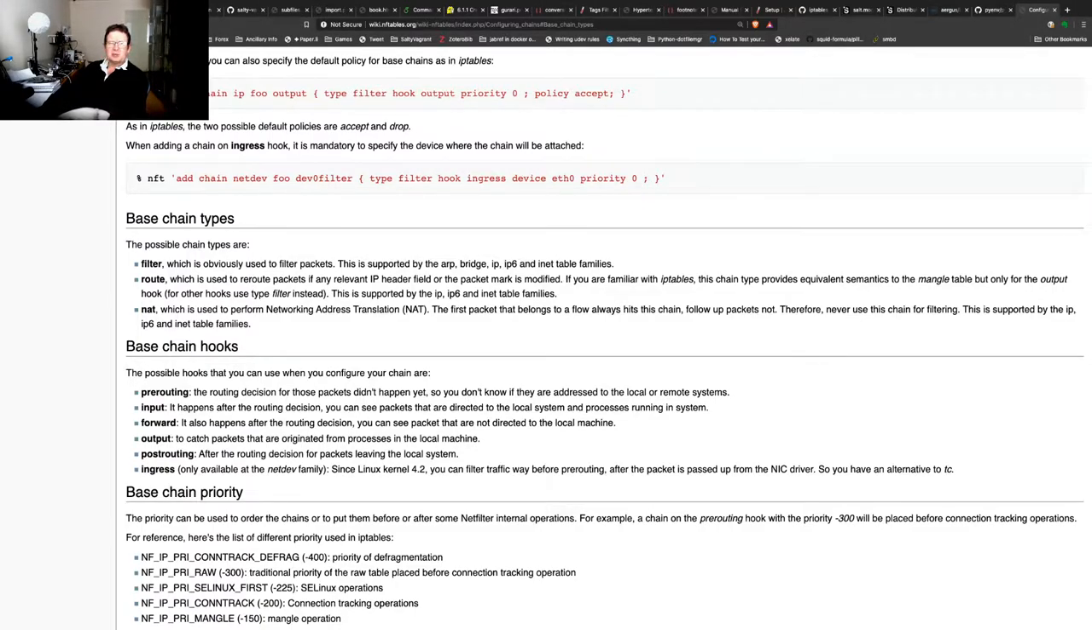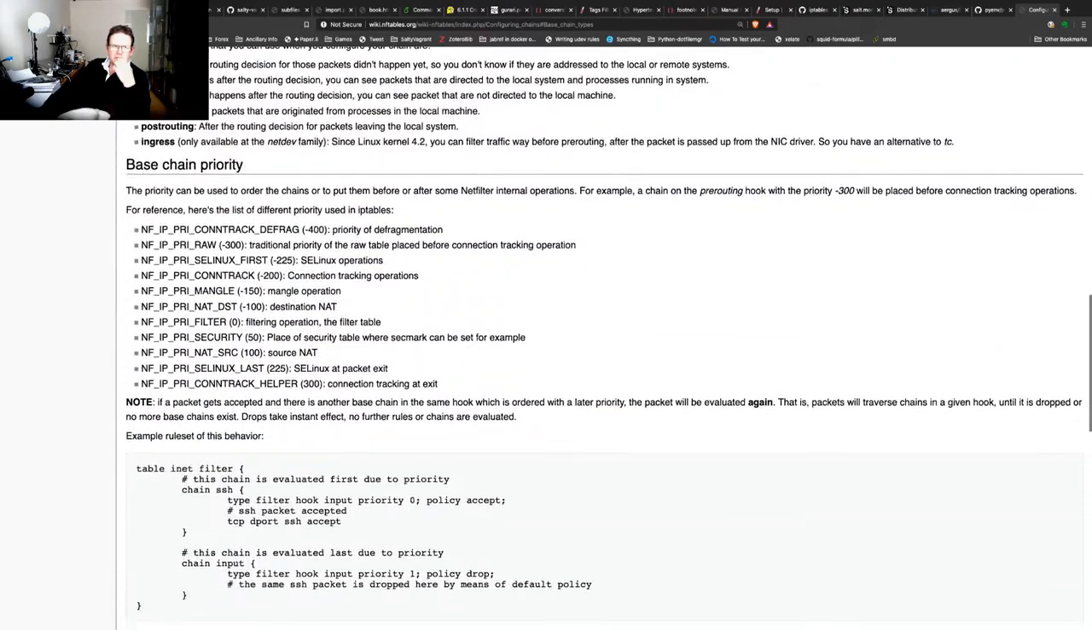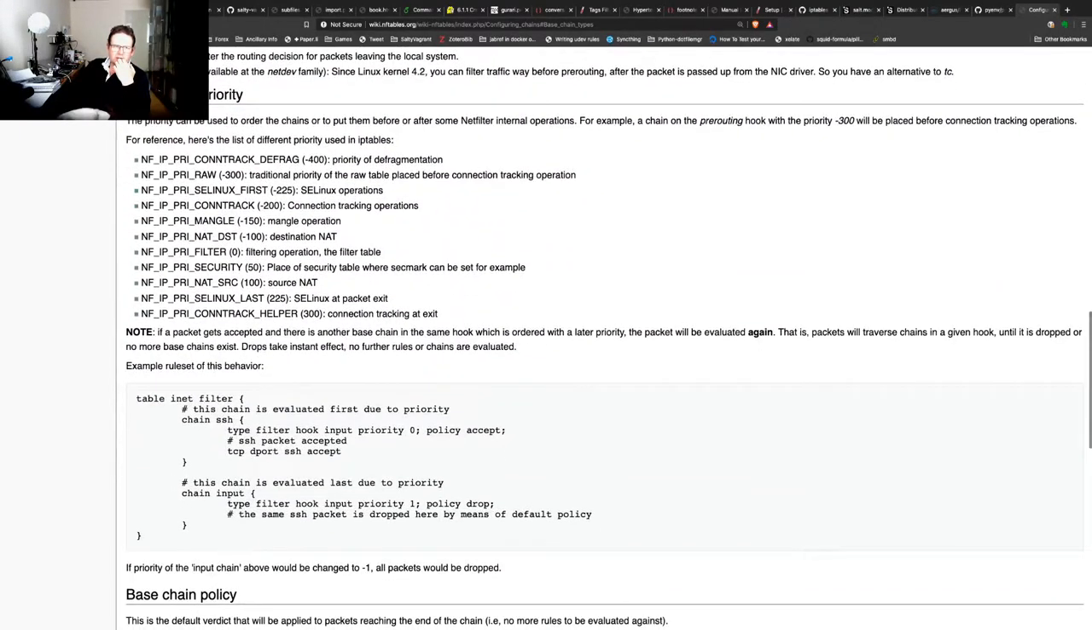I've got it on the chains page here because we're going to move on very rapidly. As I said, the tables are really just a convenient way of organizing chains. So let's just quickly go through this page. Let's look at the table first. Okay, so the table here.